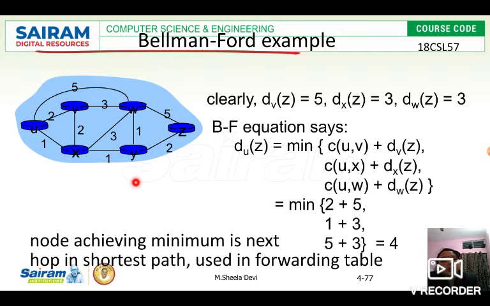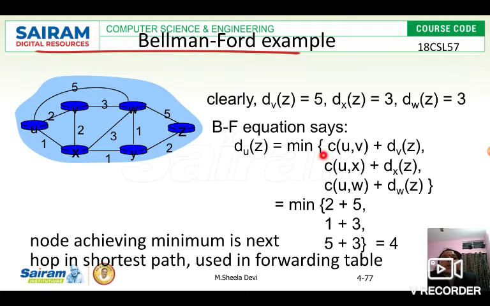So we are going to automate the process using the algorithm. If you see here, they have given the Bellman-Ford equation. How they have calculated this is: that is the cost from u to z. From u to z, how many paths are there? Here they have given 3 paths.